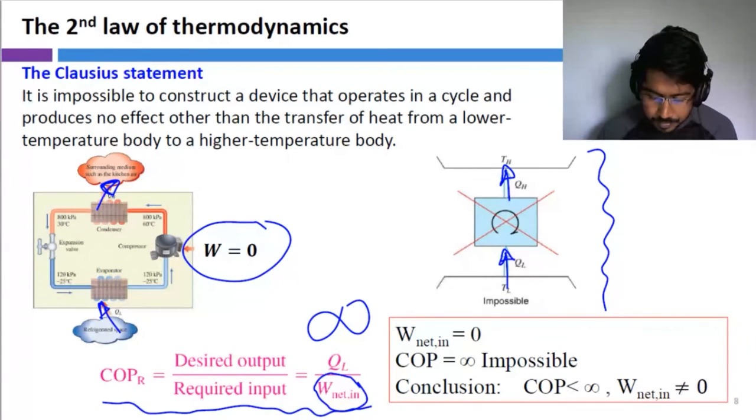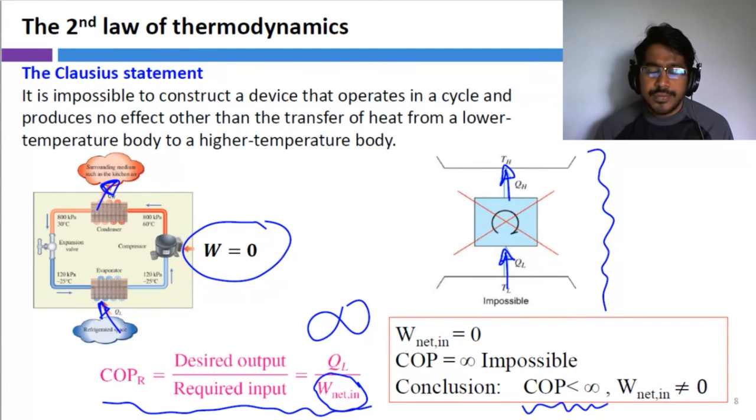right? And then here, so the conclusion, COP is always less than infinity, so it cannot be infinite, right? And at the same time, W net in cannot be equal to 0, right? So less than infinity is a vague statement. Can COP be 100,000? No, it's not possible. Like we'll see what are the realistic values with the Carnot cycles, right?